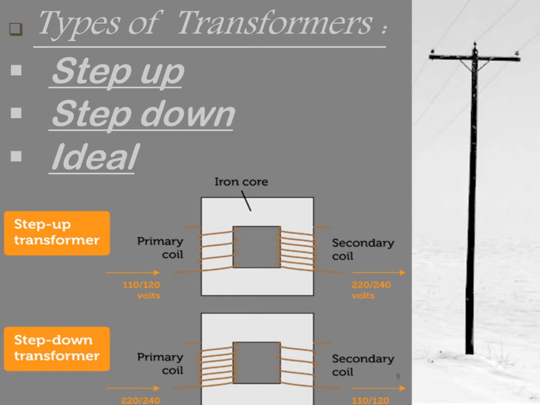While the step-down transformer decreases the AC voltage, the number of turns on the secondary coil is less than the number of turns on the primary coil, and the voltage of the primary coil is greater than the voltage of the secondary coil.